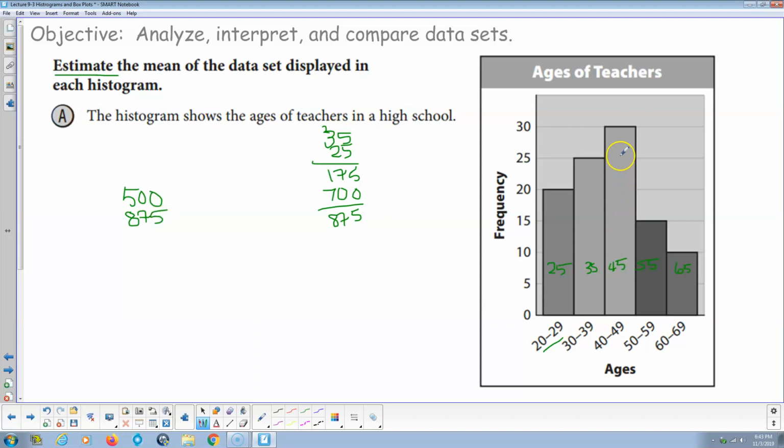And then 45 times this bar, which is 30. So 3 times 45 is 135. Add the 0. So that's 1350.